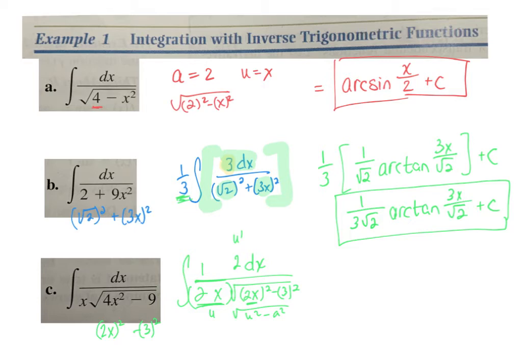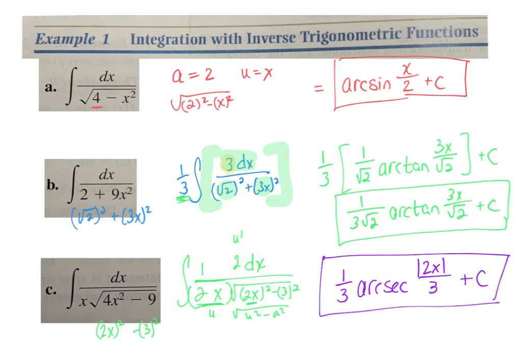For this antiderivative, I am going to go straight to my arc secant. I'm going to say 1 over a being 3, arc secant of my u, which is 2x, over my a, which is 3, plus c. And so this would be the answer to that guy. I do not have a 1/2 to bring forward.